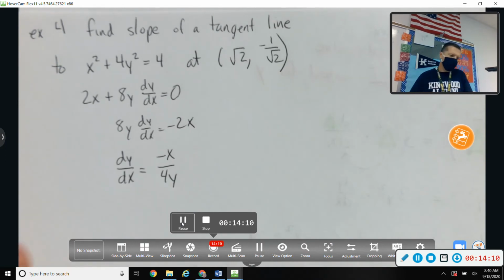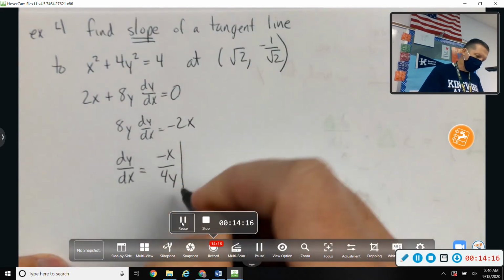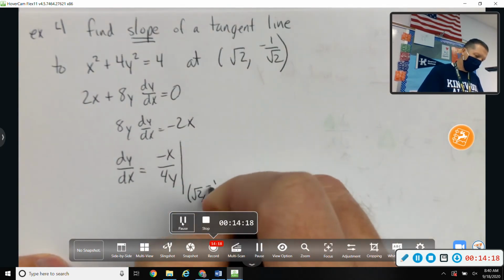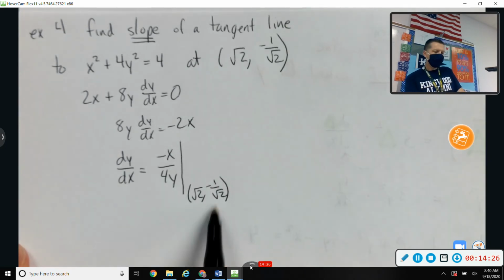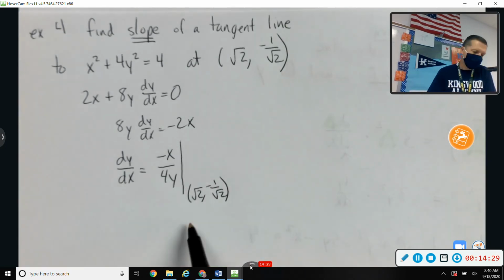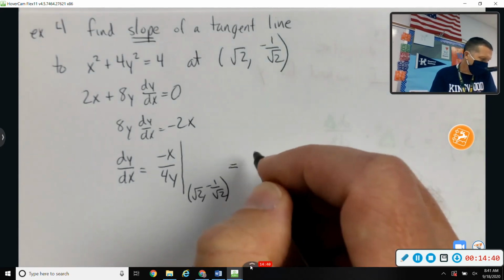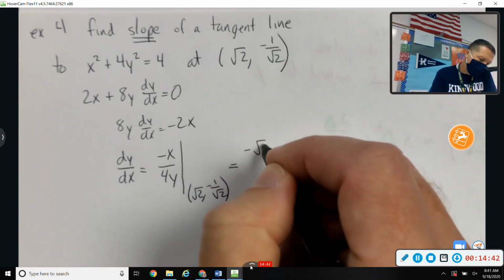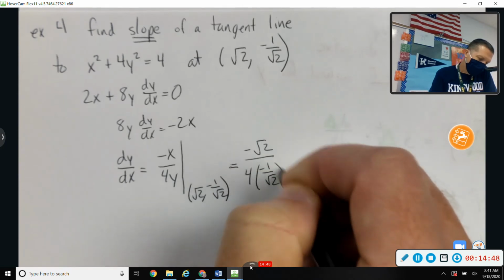And I'm not done because I want to find the actual slope, which dy/dx is the slope, but I need to evaluate that at root 2 comma negative 1 over root 2. And you may not be familiar with that signage right there, or those symbols, but you put a bar, and down here you put where you want to evaluate it. So this just means I'm going to plug in this point and see what I get. So negative root 2 over 4 times negative 1 over root 2.